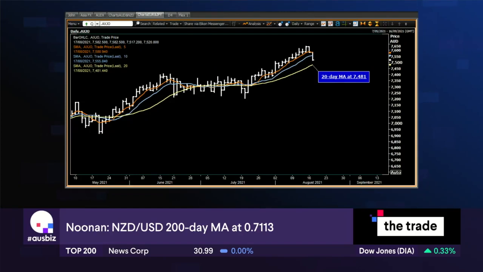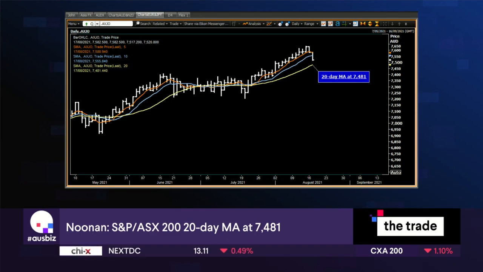If you look at the daily chart on the ASX, what I look at to identify trends is the 5, 10, and 20-day moving averages. So you've got the 5-day above the 10 above the 20, and heading in an upward direction. So that is the short-term bullish trend.